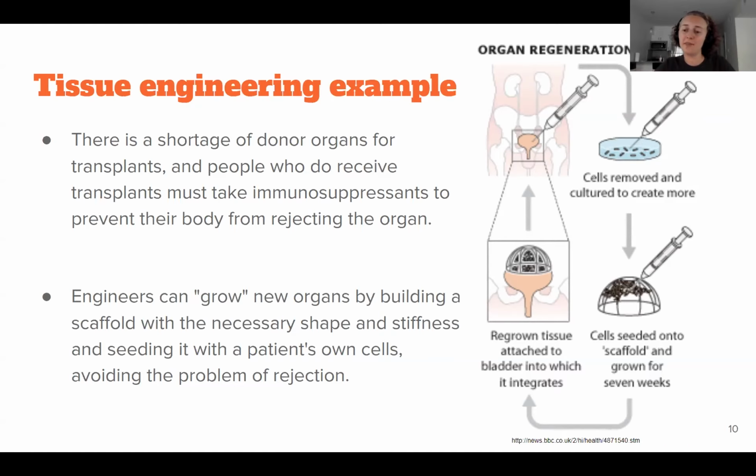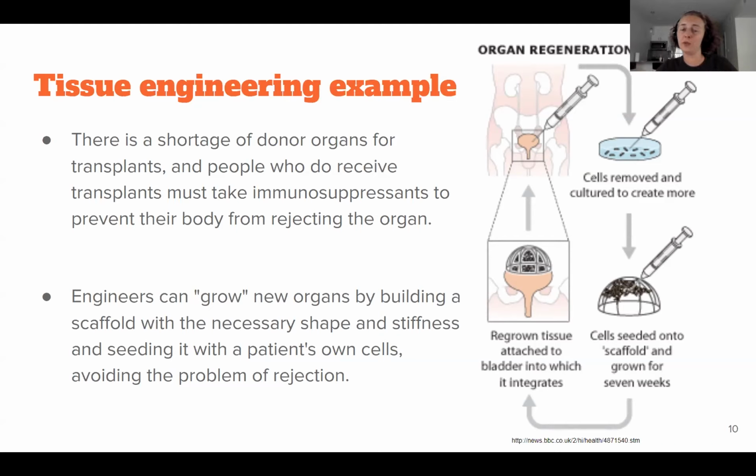And these scaffolds can be made of a variety of different materials. They can be made of natural materials like alginate, which is derived from algae, or cellulose, which is derived from plants, or they could be made of synthetic materials like different types of plastics. So, of course, after this has grown for a sufficient amount of time, the cells have grown over the scaffold and occupied all of the space.